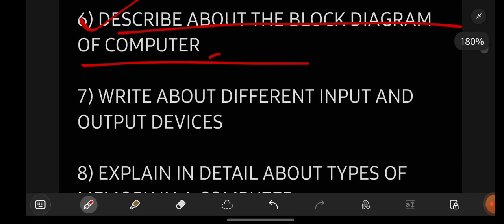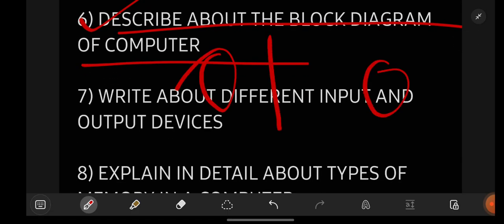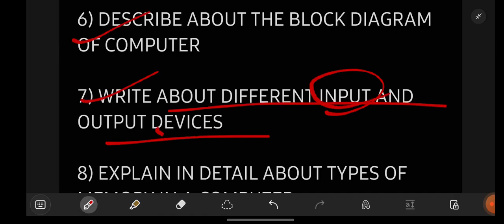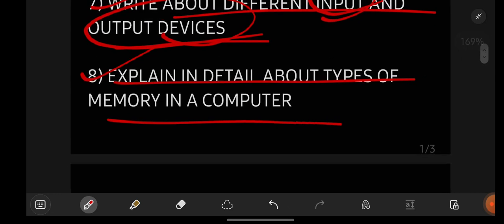Next it is, describe about block diagram. Block diagram will be there. Input unit, output unit, then you will be having a CPU, control unit, arithmetic and logical unit. So block diagram will be there. So you need to draw the block diagram, as well as you have to explain it. Write about different input and output devices. Explanation will be given, don't worry. Easy and simple explanation will be there.